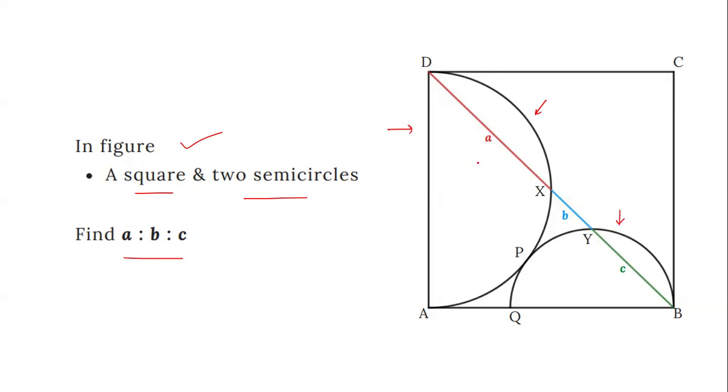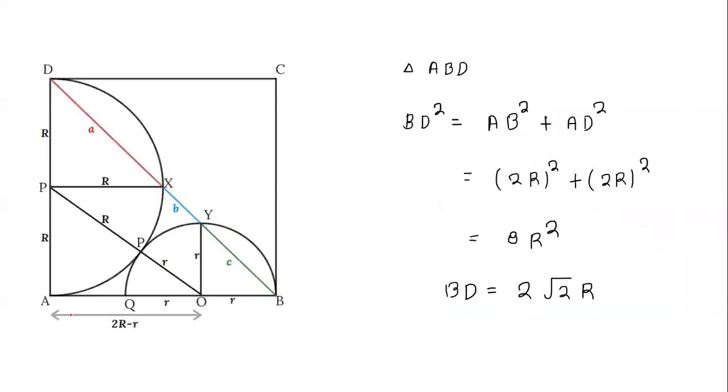You can see that this red line length is A, this blue line length is B, and this green line length is C. So we have to find the ratio of A to B to C. Let's see how we can do this. So look at this figure.